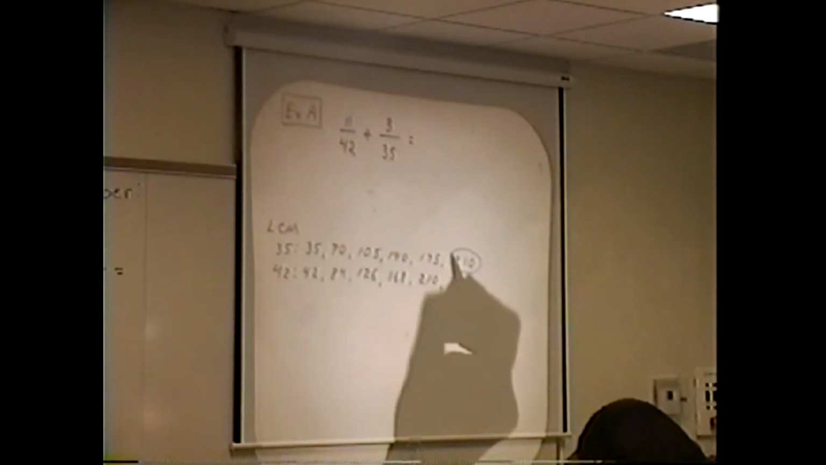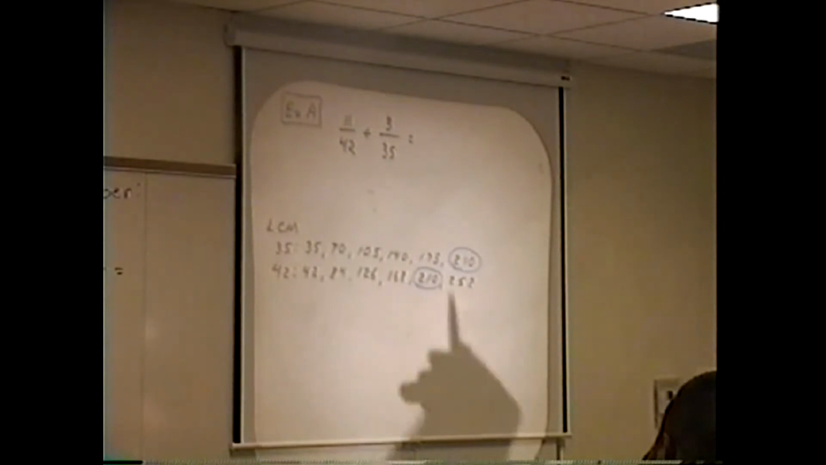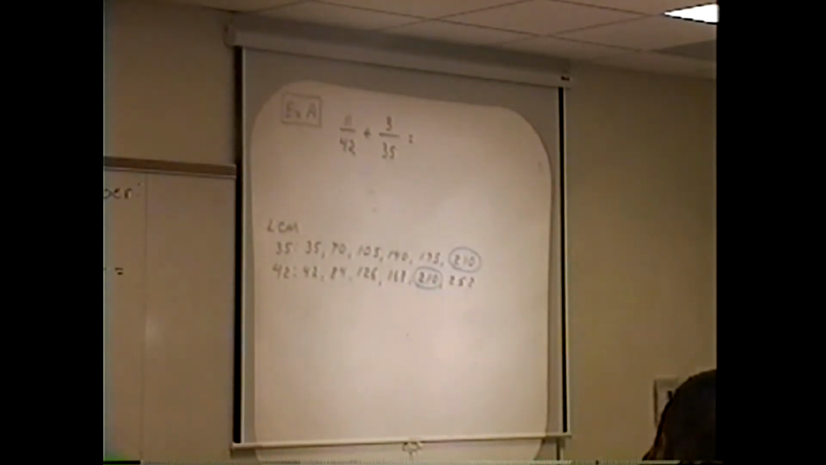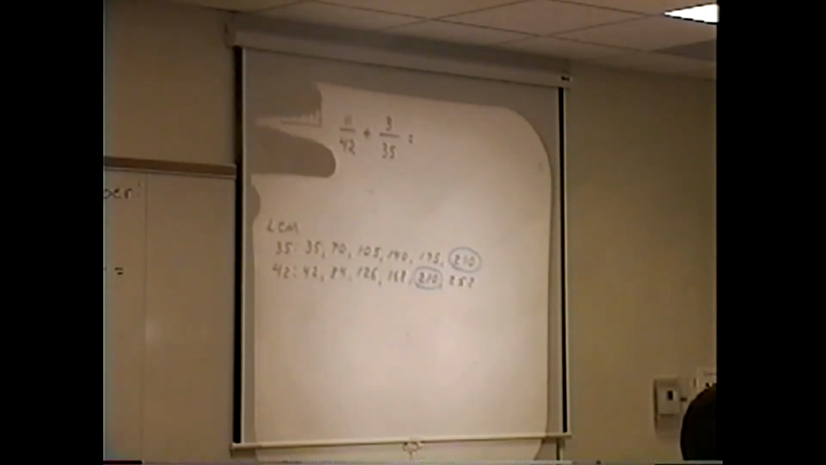This is a multiple of 35. This is also a multiple of 42, so it is a common multiple. I need to change my fraction by multiplying. What you're really doing is finding an equivalent fraction by multiplying the denominator and the numerator by the same number.